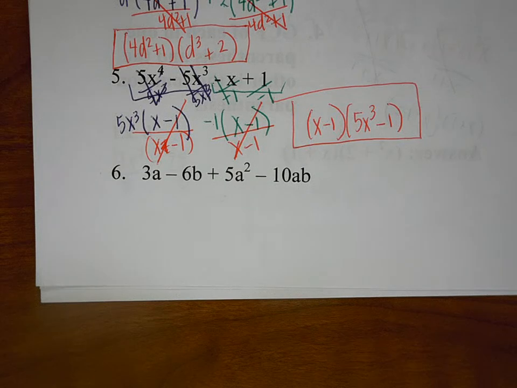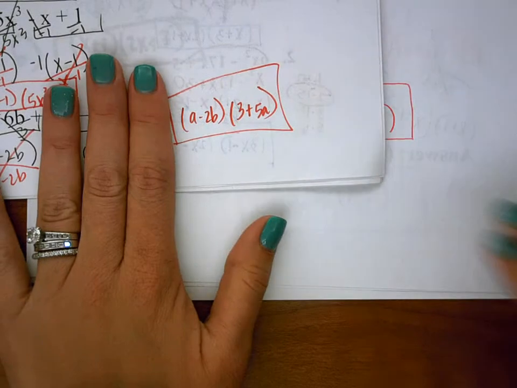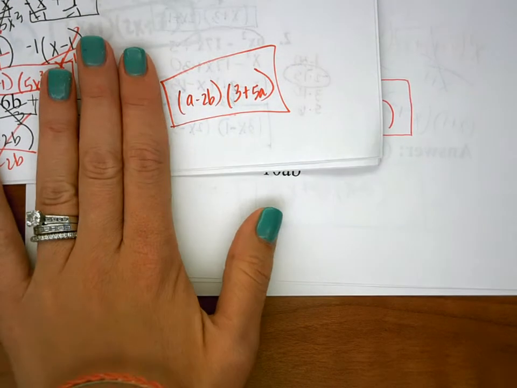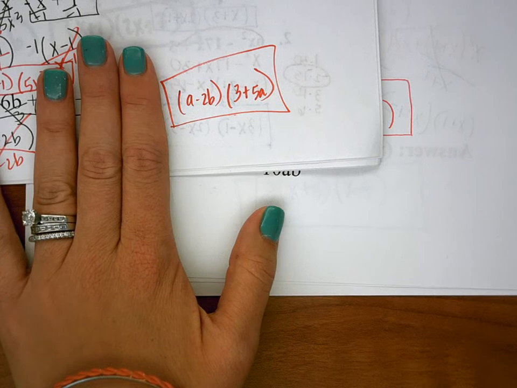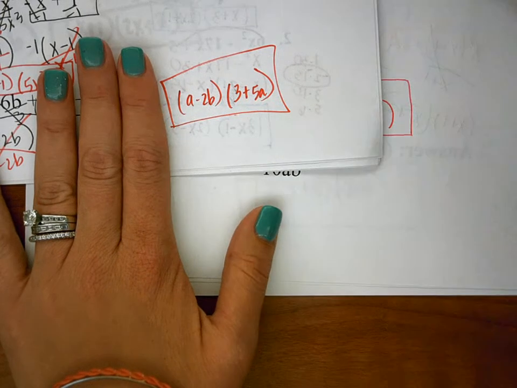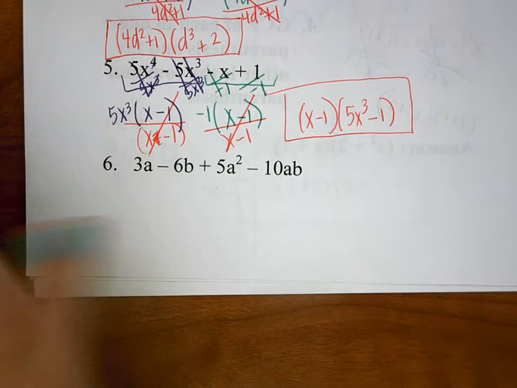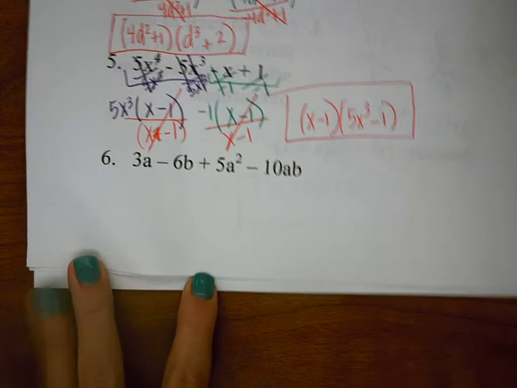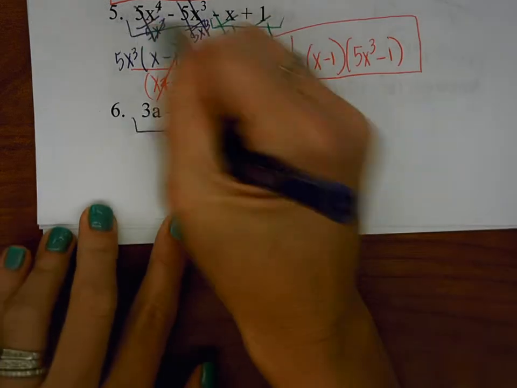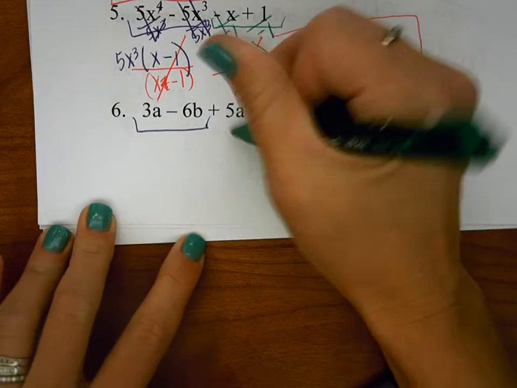Okay, so for those of you that have done the problem already, this should end up being your answer. A minus 2b in parentheses and 3 plus 5a in parentheses. How many of you got that correct on your own? Outstanding. You guys must have a really good teacher. Okay, just kidding. All right, so we're going to break this up into two different terms or two different groups.